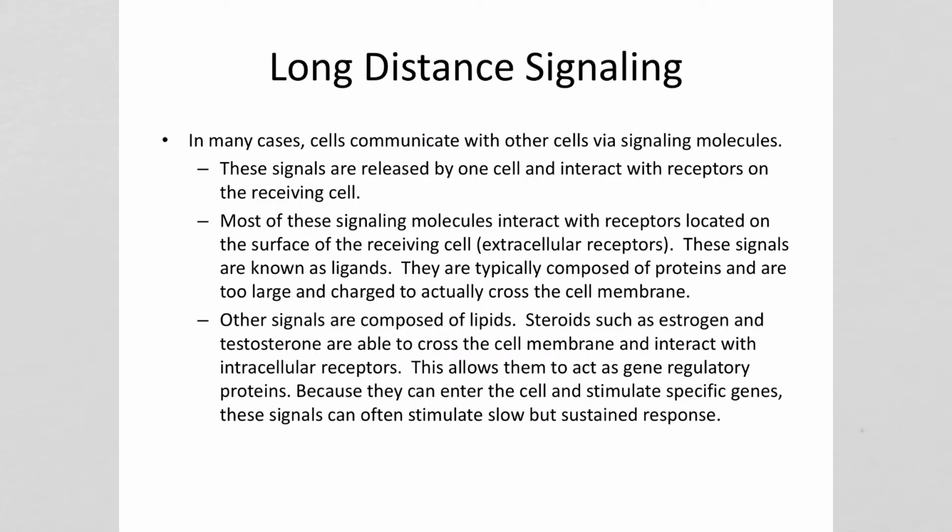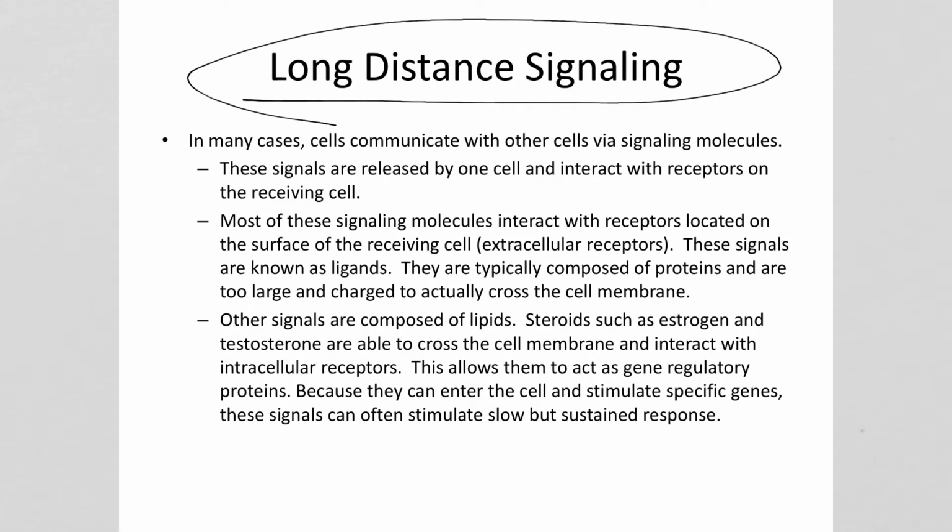Now there's also cases where cells may need to communicate with cells that are pretty far away. There's several ways that can be done. Oftentimes it's done with signals that may be released into the blood or the air. Most of these signaling molecules interact with receptors that are located on the surface of the cell. Those are called extracellular receptors. And the signals that work this way are called ligands. That's an important word that we'll see throughout this unit.